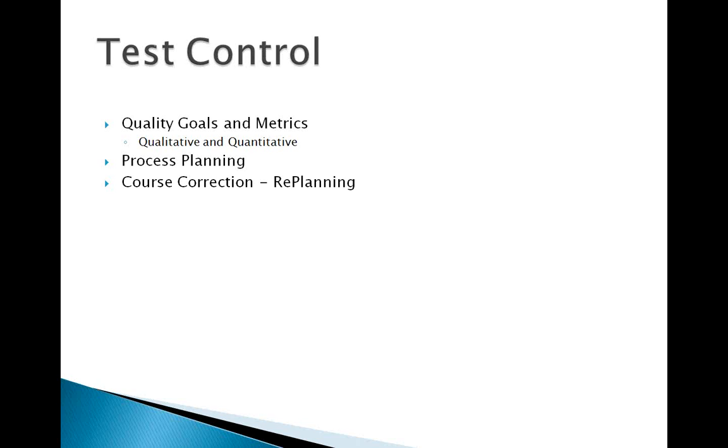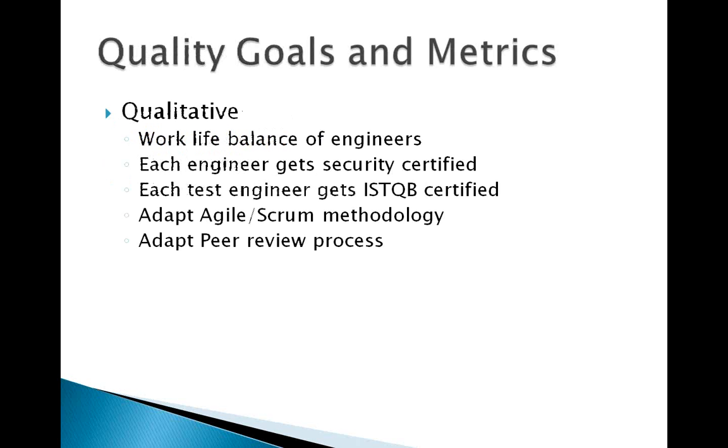And one of the ways to do it is quality goals and metrics. You set quality goals and metrics, and you can have either qualitative or quantitative terms. And depending upon these goals and metrics, you need to do process planning, right? Because processes give a kind of backbone where you monitor these goals and metrics. And then of course you have to do course correction if things are not up to the benchmarks, and then again you go into the replanning exercise.